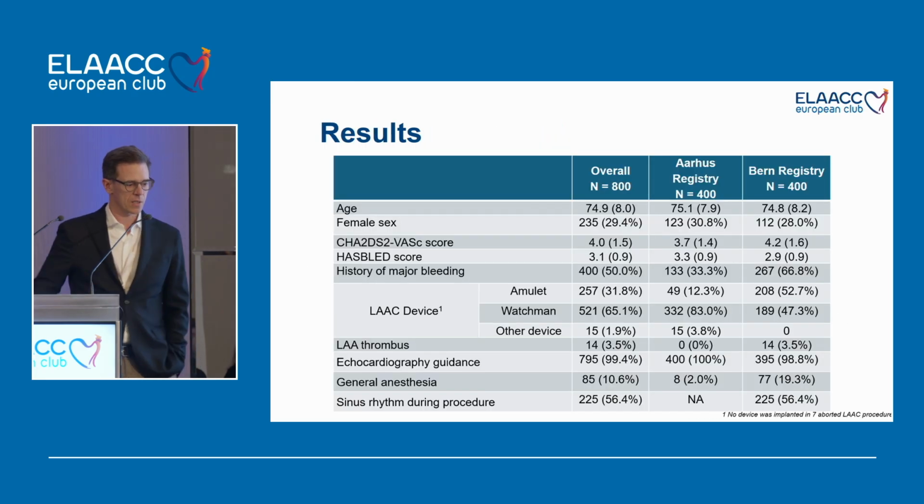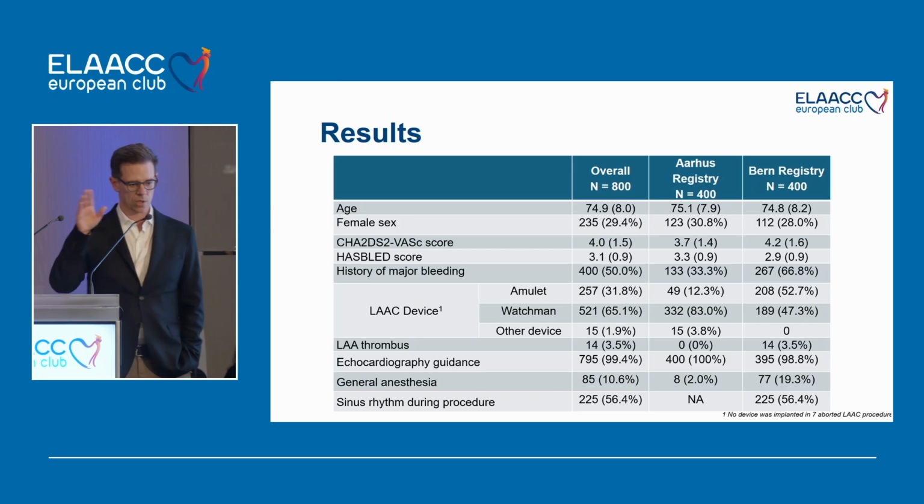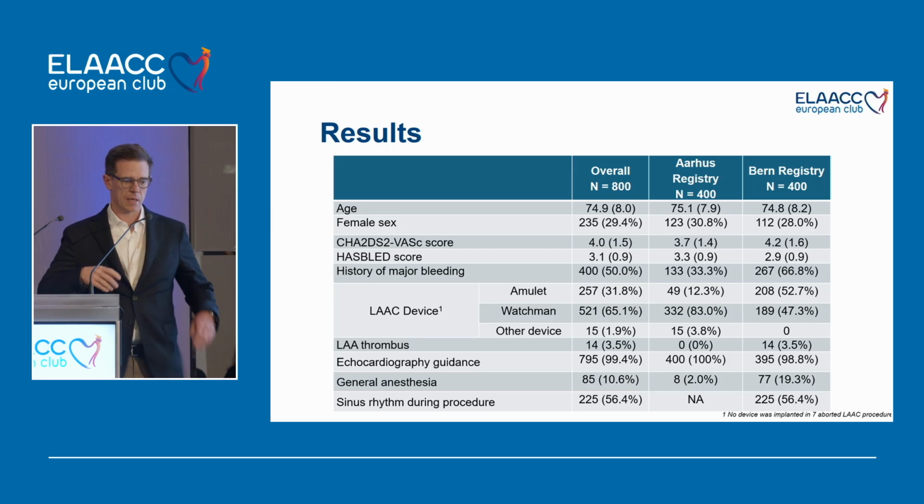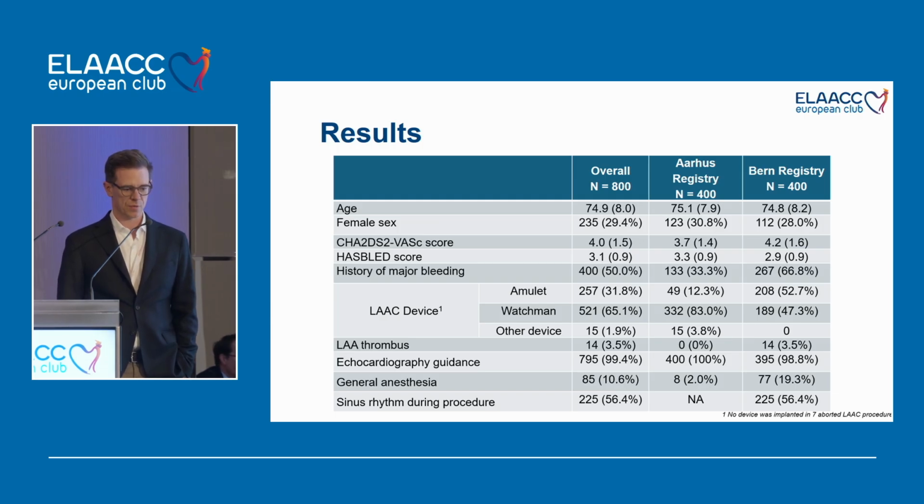Now, these are the results. You see here the overall column, Aarhus and Bern. As already said, this is representative of the activity at the two sites. You see, the average age is not 80 but 74. 30% females. The average CHA2DS2-VASc is 4. HAS-BLED score 3. Major bleeding is present in 50%.